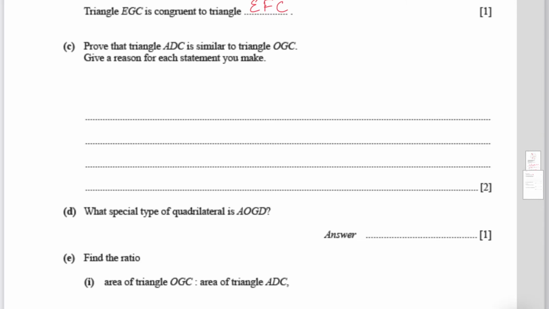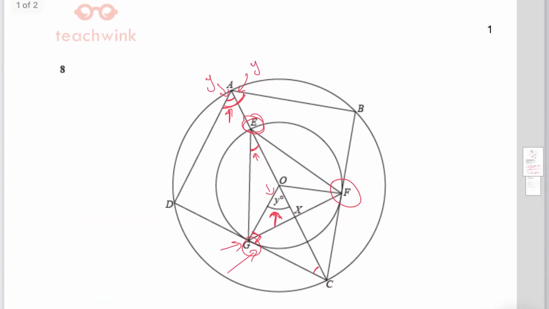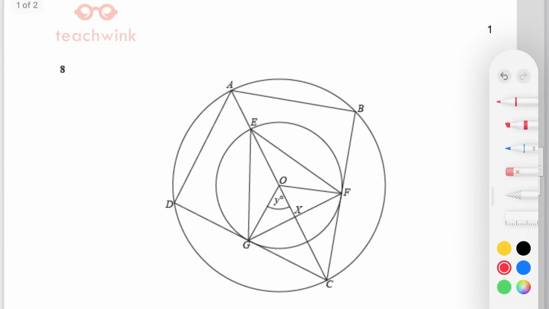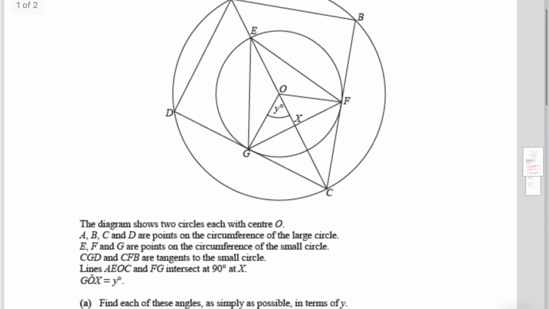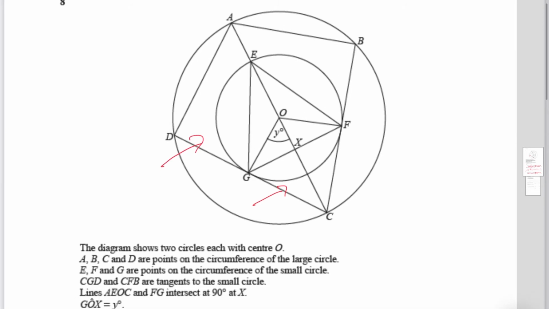Give a reason for each statement you make. Let's remove all these marks first so that it's easier for us to continue with this question. Okay, now they've asked us to compare OGC and ADC. The first thing that you need to look at is that angle C in both of these triangles is the same.